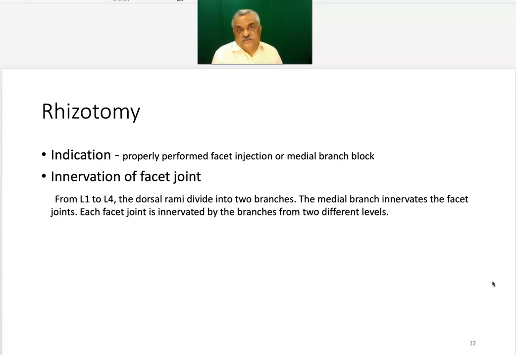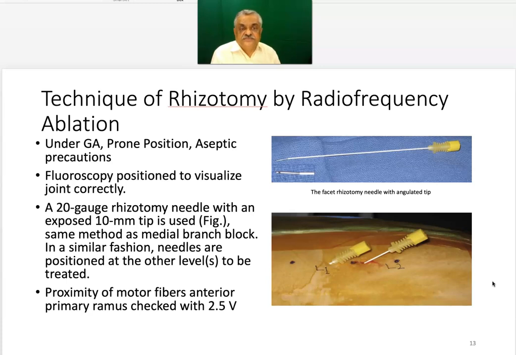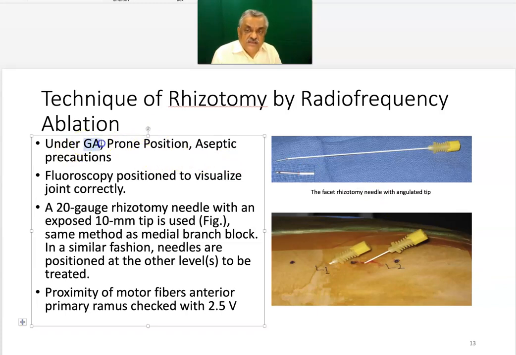Or you can say the nerve supplies the same level and then goes down and supplies the lower level on the medial aspect. The rhizotomy can be done by radiofrequency ablation. This is done by some people under GA. We prefer to do it under local. The patient is prone. Under fluoroscopy, we put this needle at the spot where we talked about medial branch.